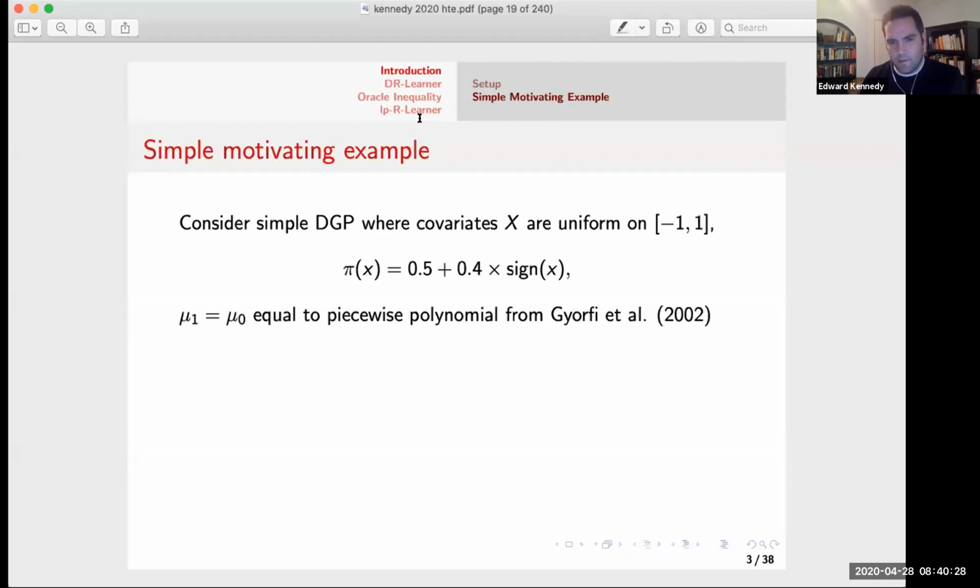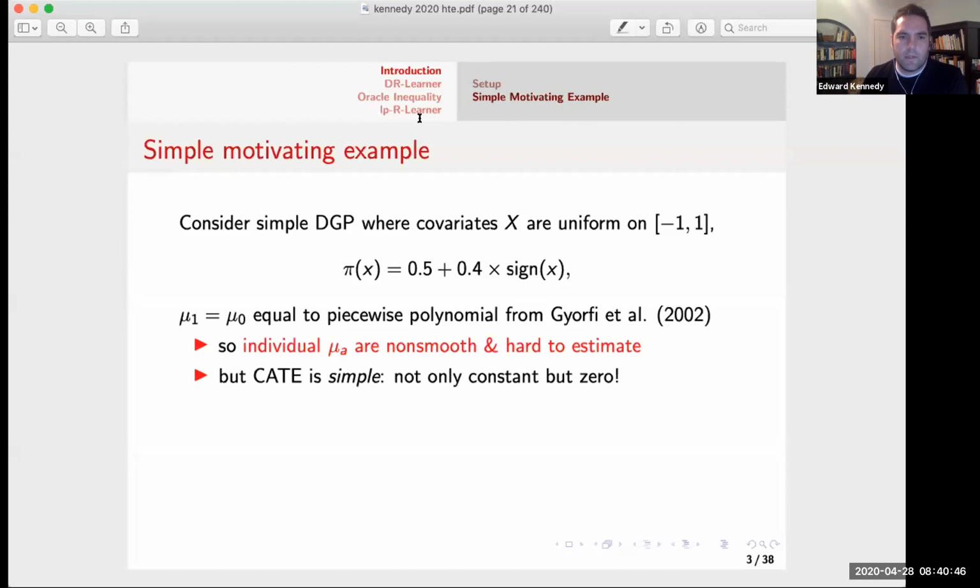So if you've seen this Gyorfi book on nonparametric regression, you'll recognize it, and I'll show you it in the next slide. But the important thing is that in this problem, the regression functions by themselves are really hard to estimate. They're non-smooth, they have jumps, and they're not differentiable everywhere, so they're difficult to estimate. But in this case, the two regression functions, mu1 and mu0, are equal. And so the difference is just 0. So it has a lot of structure. It's very simple. In some sense, it can't get more simple than 0.